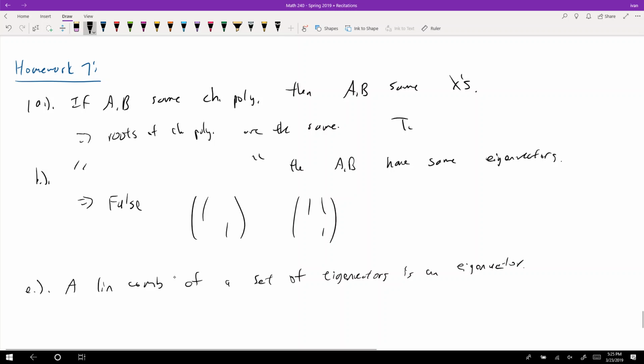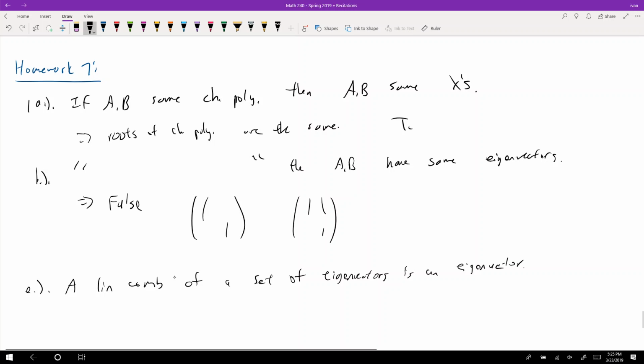What if you take two eigenvectors with different eigenvalues? Under different eigenvalues, it is false. Under the same eigenvalue, it is true. So let's see. I would say this one then is false.